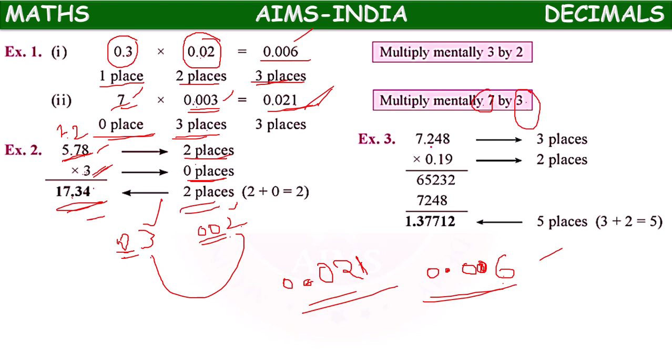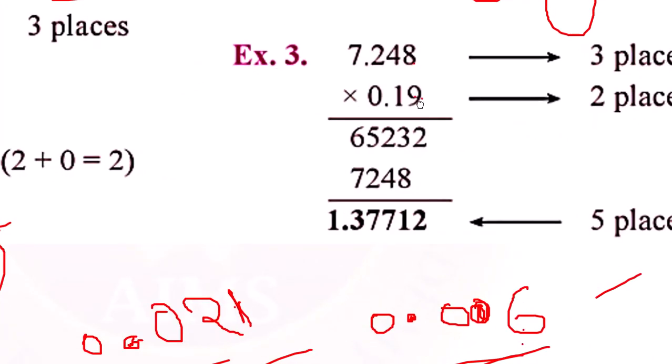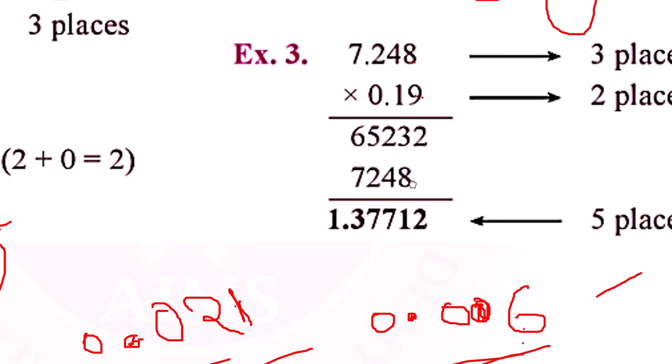So 7.248, 3 places, and 0.19, 2 places. How to multiply with 19 without the decimal point? First we will multiply with 9. 9 8 times, 72, 7 remaining. 9 4 times, 36 plus 7, 43, 4 remaining. 9 2 times, 18 plus 4, 22, 2 remaining. 9 7 times, 63 plus 2, 65. With 1: 1 8, 1 4, 1 2, 1 7. With 0, no need to multiply.